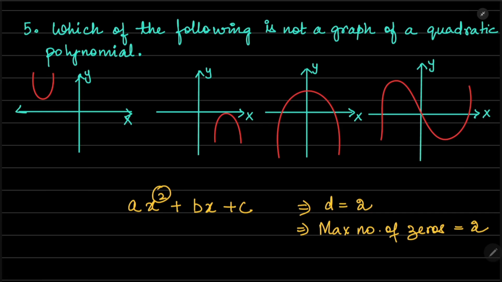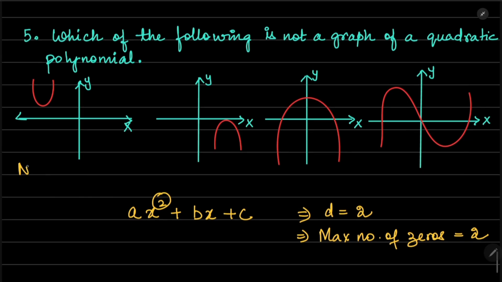So here if you see, look at the number of zeros. Here the number of zeros is 0. It does not cut the x-axis at all, right? So number of zeros here is 0 because it does not cut. What about here? It cuts it at 1. So the number of zeros is 1.